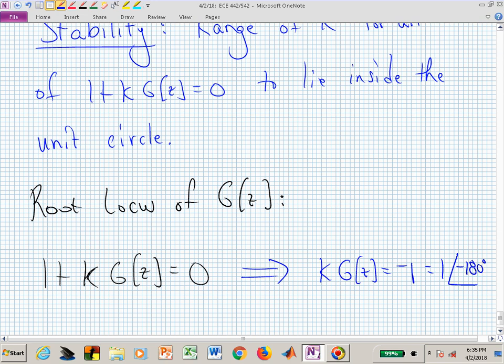So I now have this K G of Z, and if I plug in any Z, give me a Z, any Z, what can that Z be? It can be anywhere on that complex plane. And what will that do? What will K G of Z be?